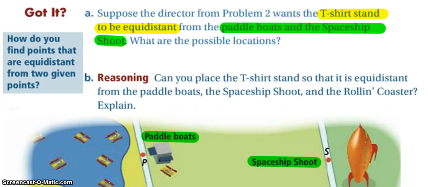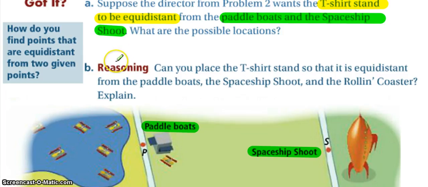Our got it relates to problem 2, so please make sure that you've worked through problem 2 in Pearson and then come back for the got it. So we want to answer, can the t-shirt stand be equidistant from the paddle boats and the spaceship chute? So what are the possible locations? Where could it go? So go ahead, think about it, and maybe even sketch it out if you want. We've got paddle boats, spaceship chute, and we want the t-shirt stand to be equidistant from the two of these.